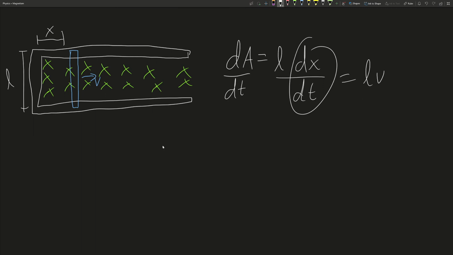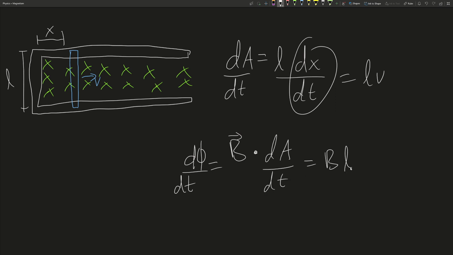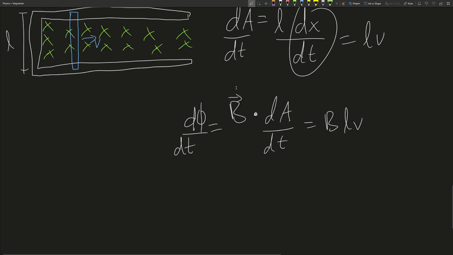Then since the magnetic field is constant, the change in flux over time is going to be equal to the magnetic field times the change in area over time, which is then equal to BLV. And so that means that the magnitude of the induced EMF is equal to BLV.